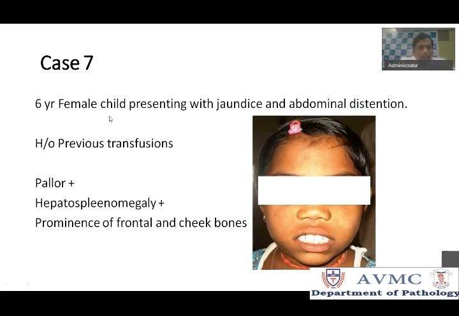Now let's go for the next case. So we have seen about membrane disorders, we have seen about spherocytosis. We have seen about autoimmune hemolytic anemia. We have seen about sickle cell disease. Now let's go for the next case, what this case will turn out to be.